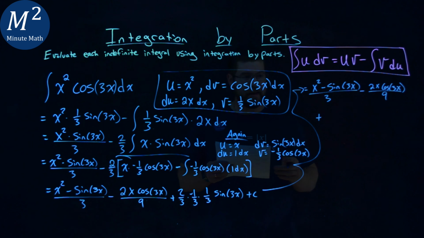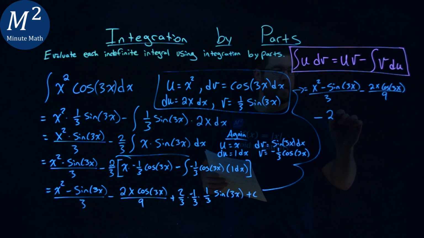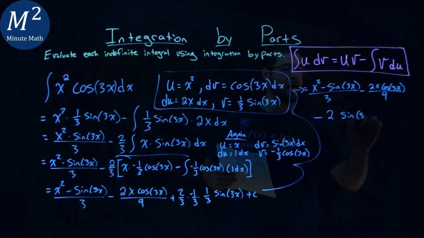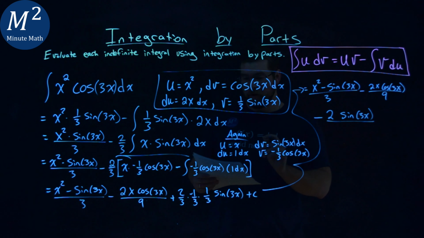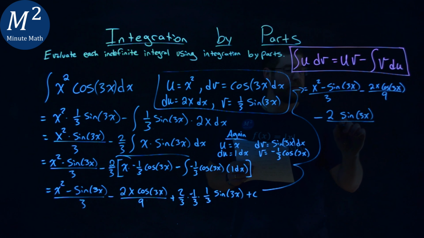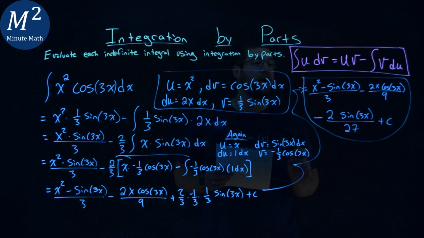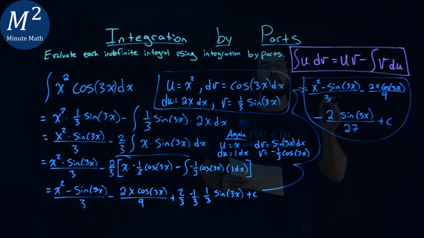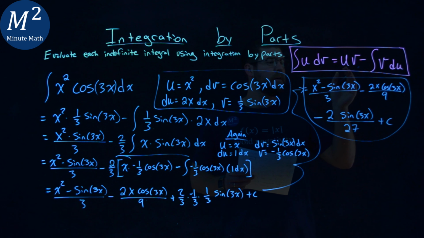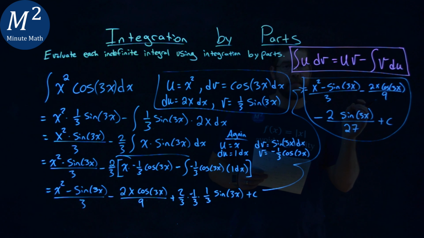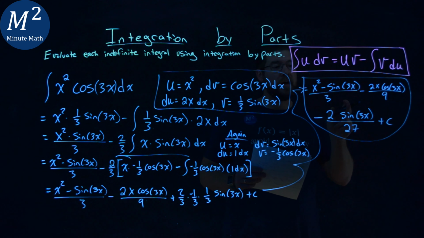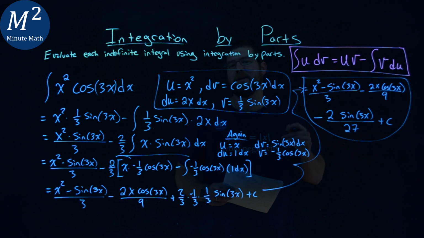We have minus 2 sine of 3x over our denominator, 3 times 3 times 3, 27, plus c. And so all of this is my final answer: x squared minus sine of 3x over 3, minus 2x times the cosine of 3x over 9, minus 2 times sine of 3x over 27, plus c.